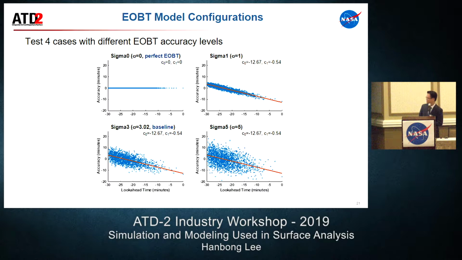And the second one is the sigma 3 case, which is the baseline because this data came from the actual 1 week data at Charlotte Airport. And then we adjusted the sigma value, like the sigma 1 and sigma 5. So in the sigma 1 case, we can see a little better UVT accuracy. But in the sigma 5, we have large variations in the UVT distributions.